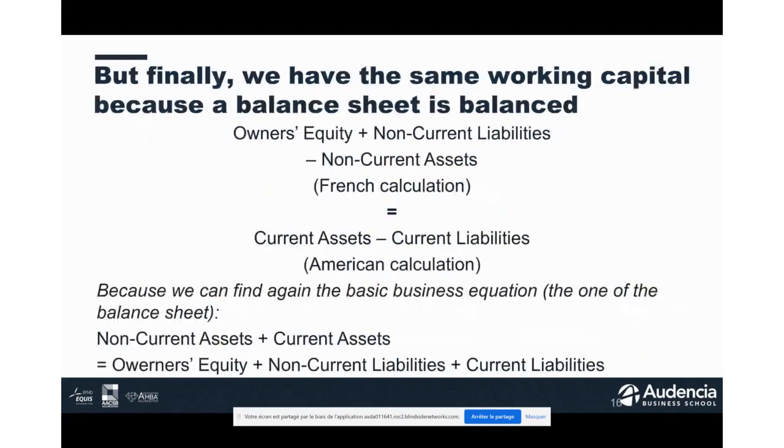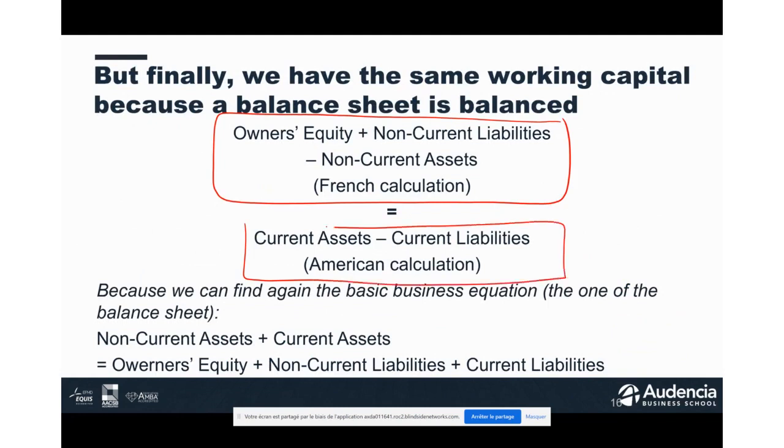So in the French calculation, we use equity, non-current liabilities, and non-current assets. In the American calculation, we use current assets and current liabilities, but at the end it is equal, because here we have equity plus non-current liabilities minus non-current assets. On the other side, we have current assets minus current liabilities.